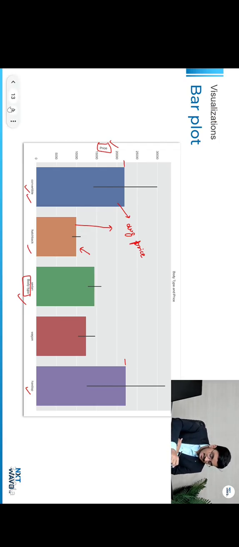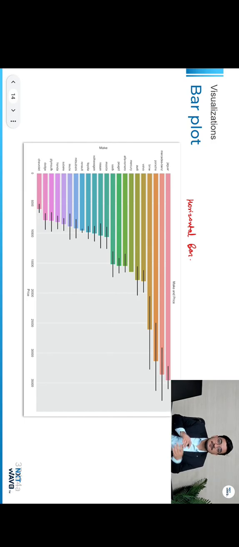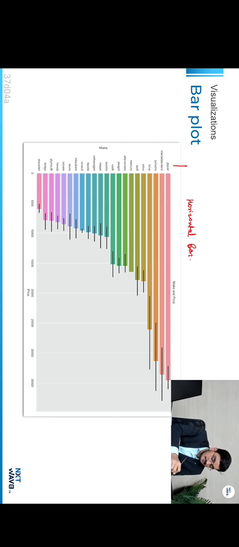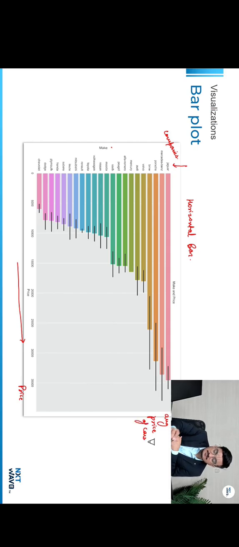So if there are too many categories in our data, we can plot a horizontal bar graph, which will plot all the categories on the y-axis and the continuous variable on the x-axis. Here we have the relationship for the name of the company. So these are companies, and we have the price of cars on the x-axis, and these bars represent the average price of cars for the given company.